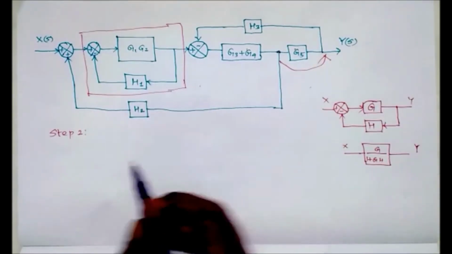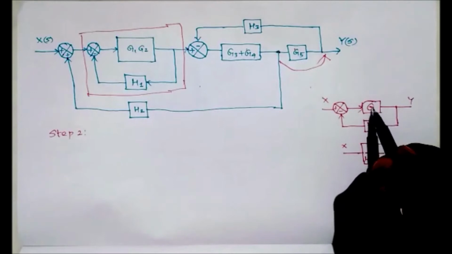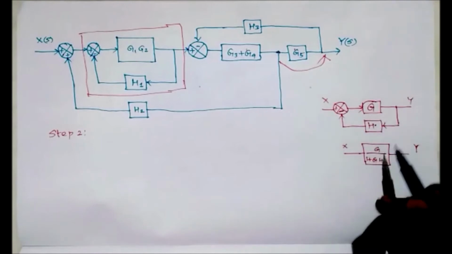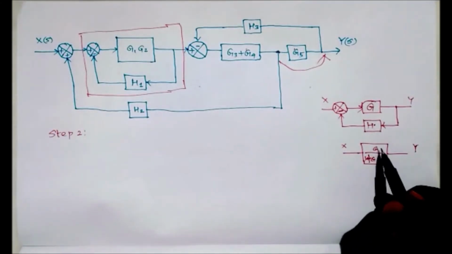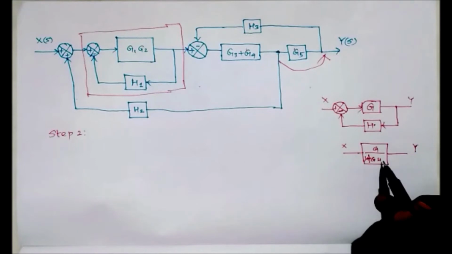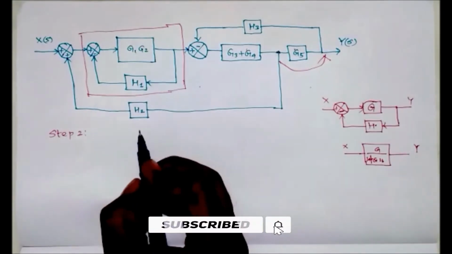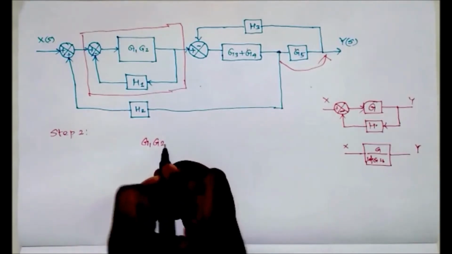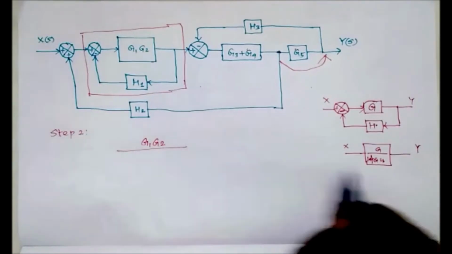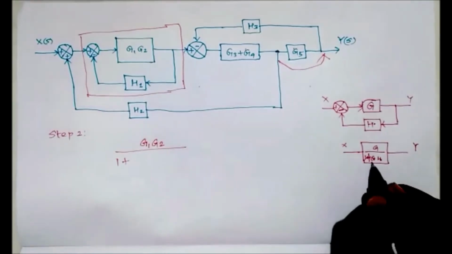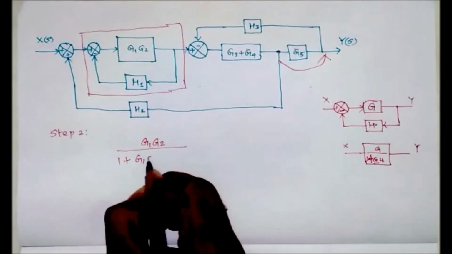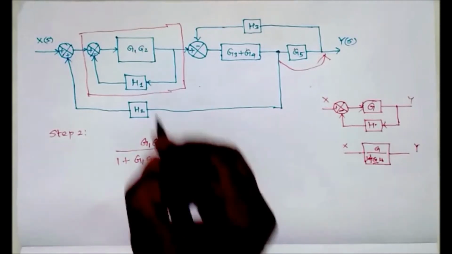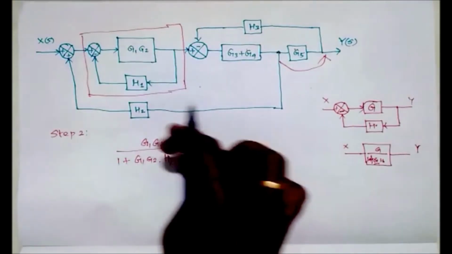To eliminate a feedback, suppose this is the system gain, this is the feedback gain. Here the feedback is negative, therefore here we have to use positive. So gain divided by 1 plus gain into feedback gain. We have to use this formula. Gain is g1 and g2, divided by 1 plus g1 and g2 into h, where the feedback gain is h. So instead of this system we have to use this block.